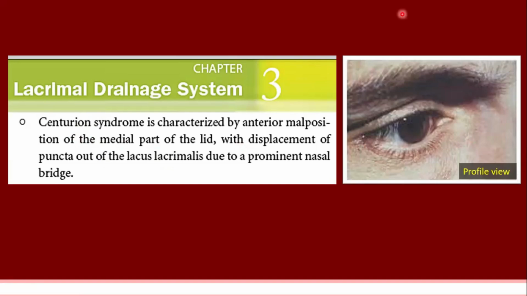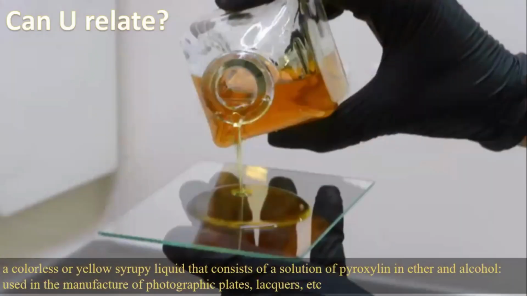Okay, let's move to another candidate. I'm giving you a clue because this is very difficult. I barely know the answer. This is a liquid, okay? And it is colored, it's yellow, maybe yellow to orange. And here is a description of this liquid, and it's used in manufacture of photographic plates and lacquers. So anyhow, can you relate this color to ectropion? Have you mentioned something related to something yellow or orange in ectropion?